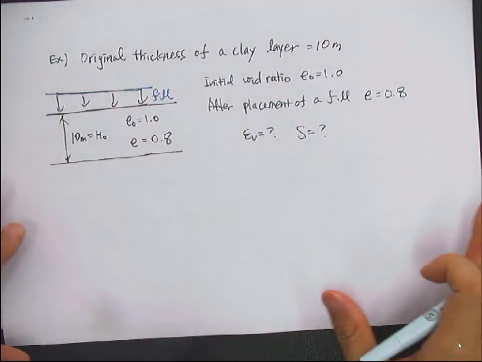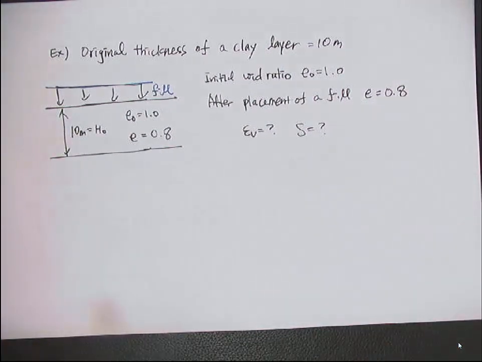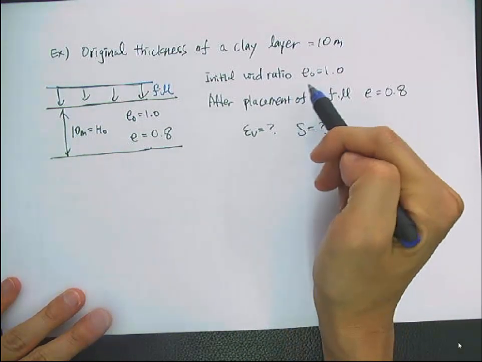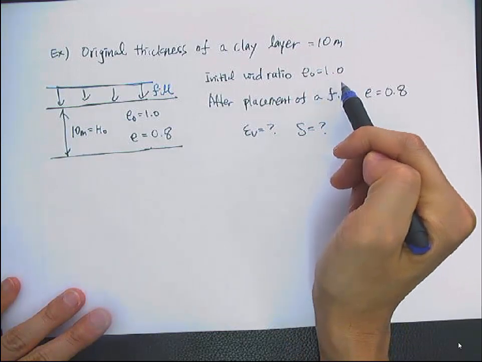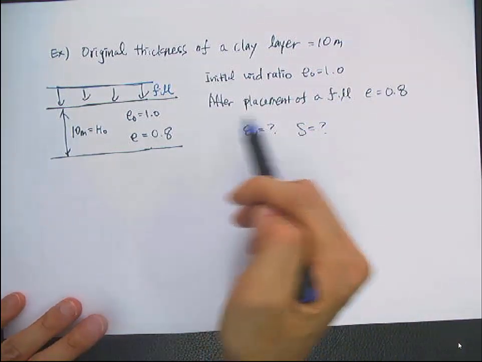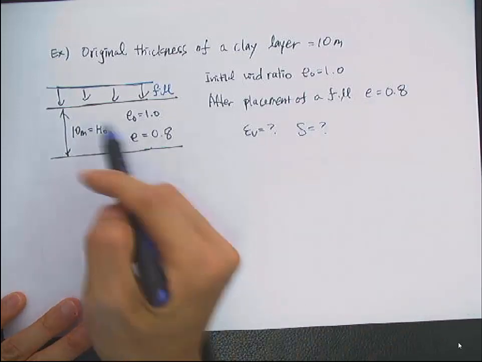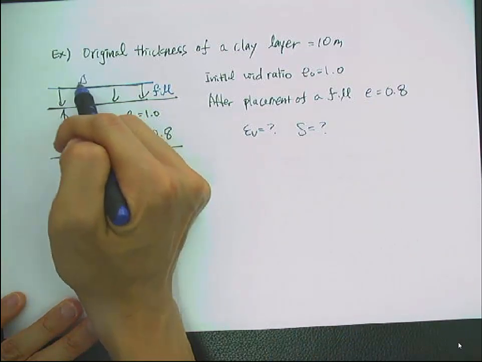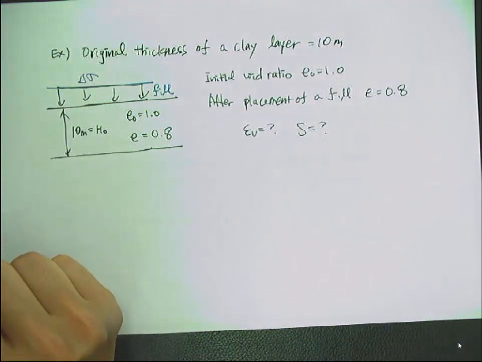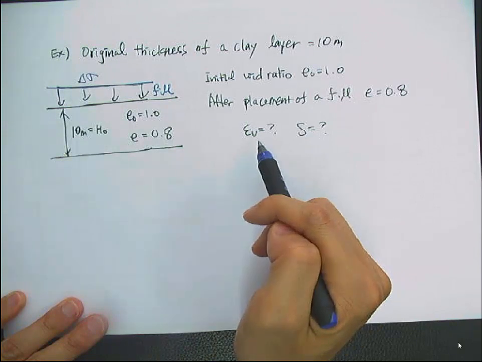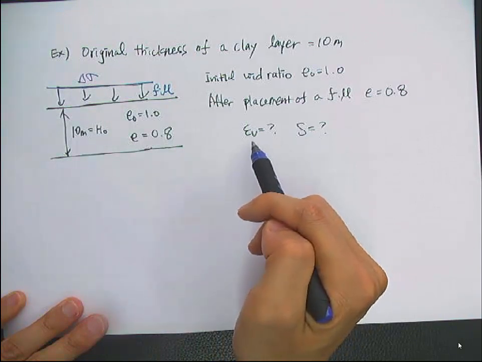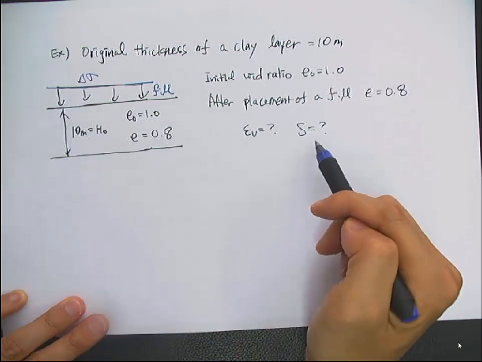And if epsilon V is a negative value, less than 0, then it means volume expansion occurred. So then, let's solve an example. The original thickness of a clay layer is 10 meters, and the initial void ratio was 1.0. After placement of a fill, the void ratio changed to 0.8. That means the fill applies additional stress on this clay layer.